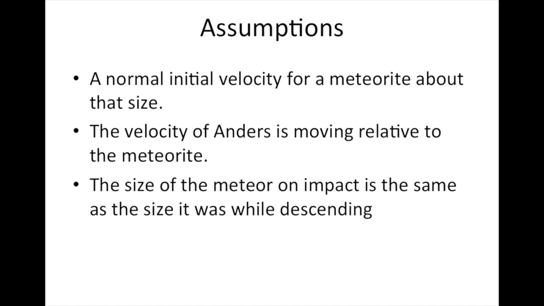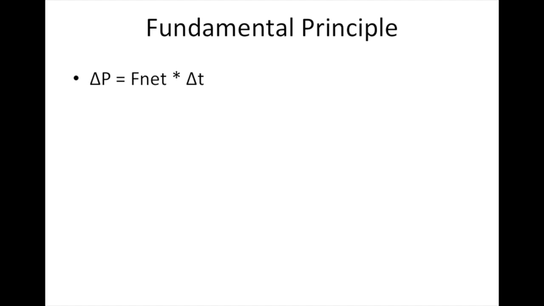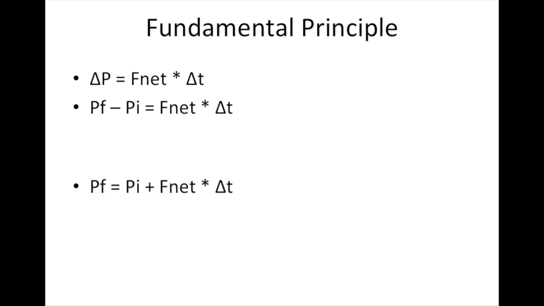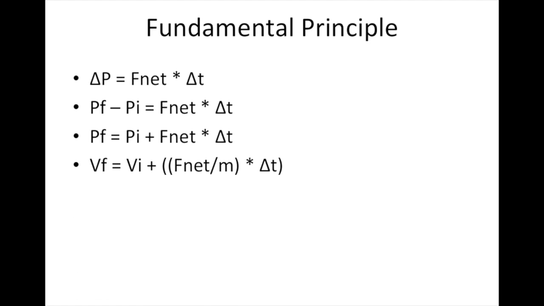I'll go over the fundamental principle. The fundamental principle that we're going to use is delta P equals F net delta T. And then we can separate that into PF minus PI equals F net delta T. Divide by the mass, and therefore get VF equals VI plus F net over M times delta T. We will work with this fundamental principle in the Python model.